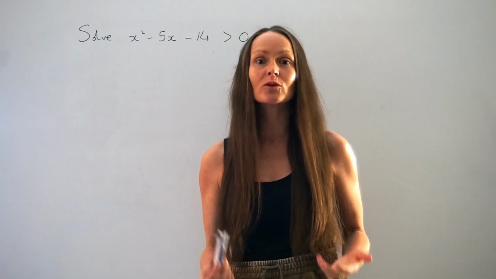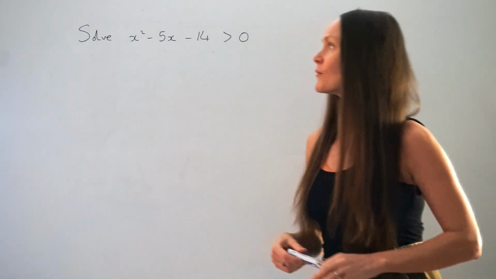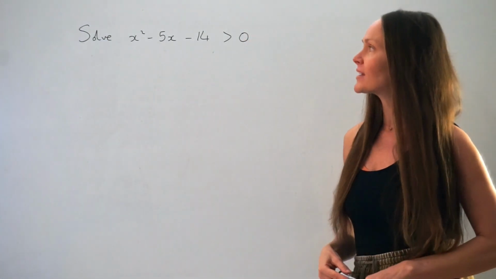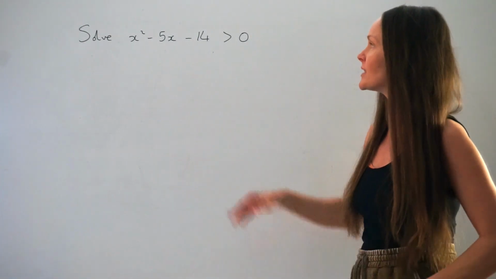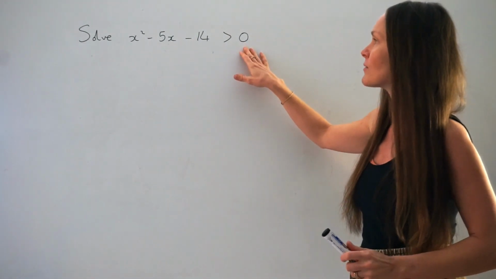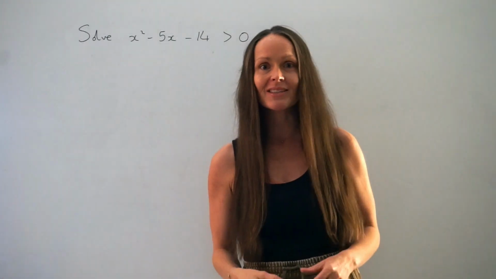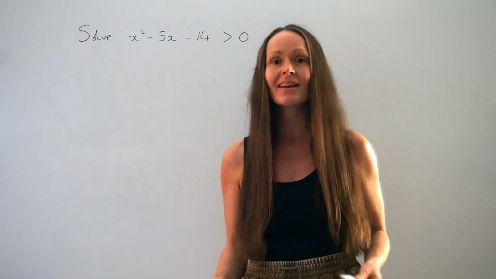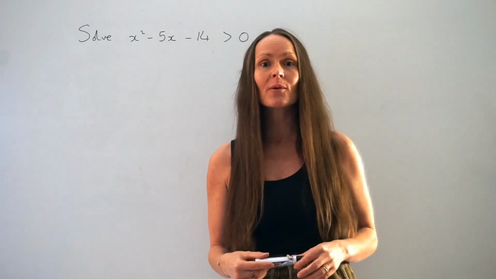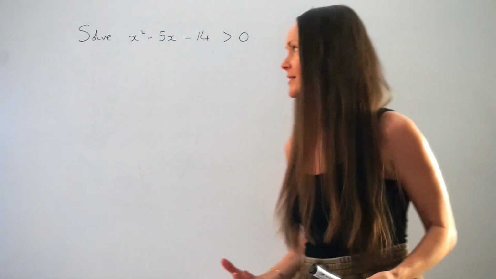Show you how to solve quadratic inequalities. In the first question, it says solve x squared minus 5x minus 14 is greater than 0. So what I would encourage you to do in a question like this is to do a sketch of the quadratic and then in particular work out where it crosses the x-axis, okay?